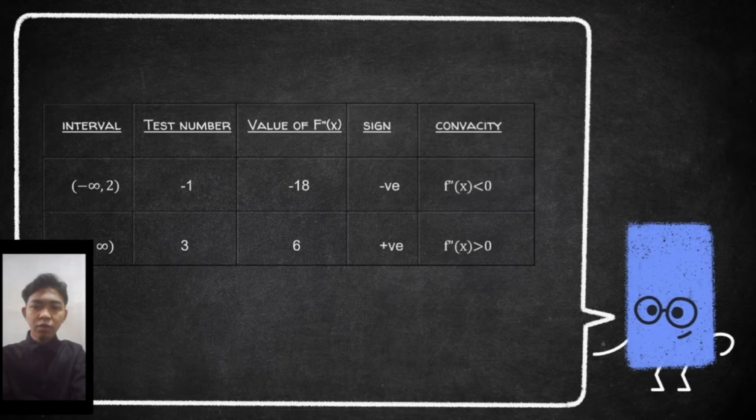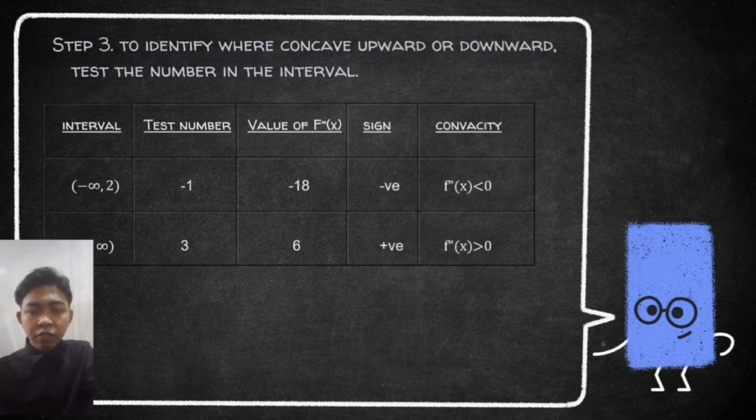I make 5 columns, which start with the interval, then the second column for the test number. In this case, I have chosen negative 1 and 3 to test the value. For the third column, we can write down the value by inserting the test number in the function. For the next column, we can write down the sign, either positive or negative. Lastly, the concavity, whether the number is greater than 0, a positive number, or less than 0, a negative value.